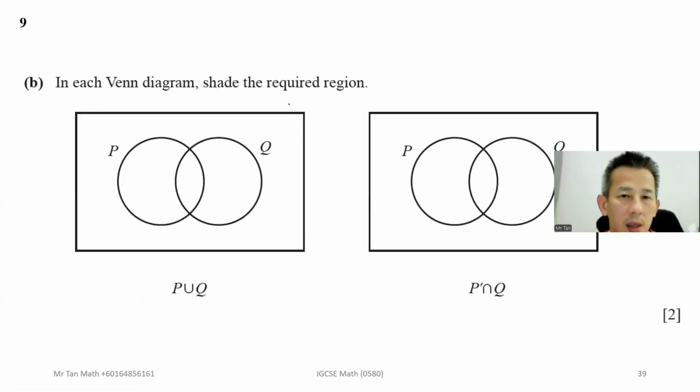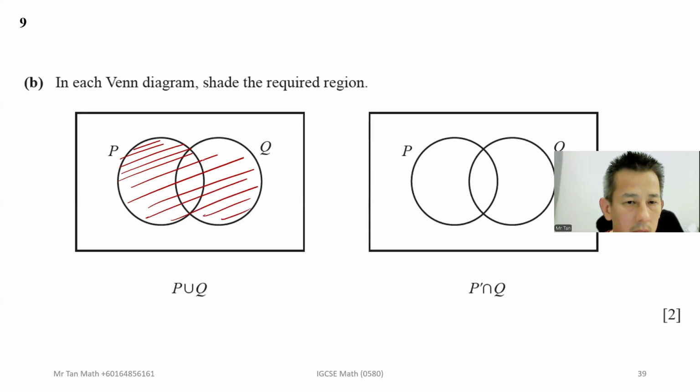In the Venn diagram, shade the required region. This is union. Union, just shade everything. P complement intersect with Q should be here: other than P and intersect with Q.